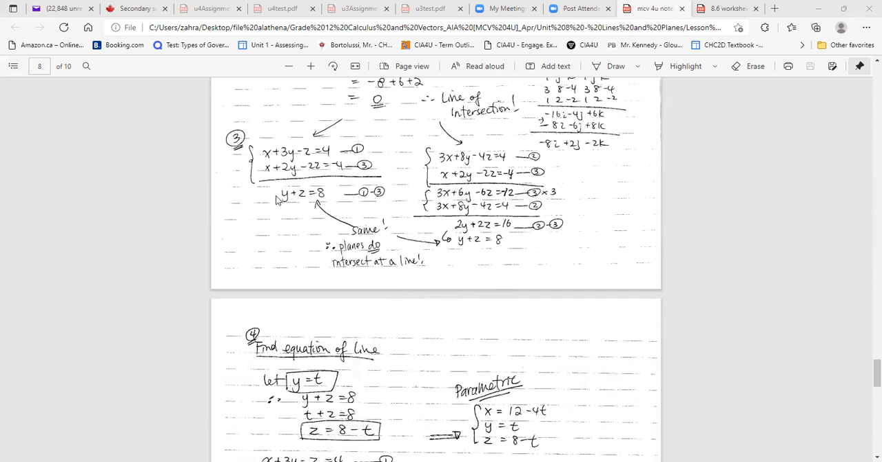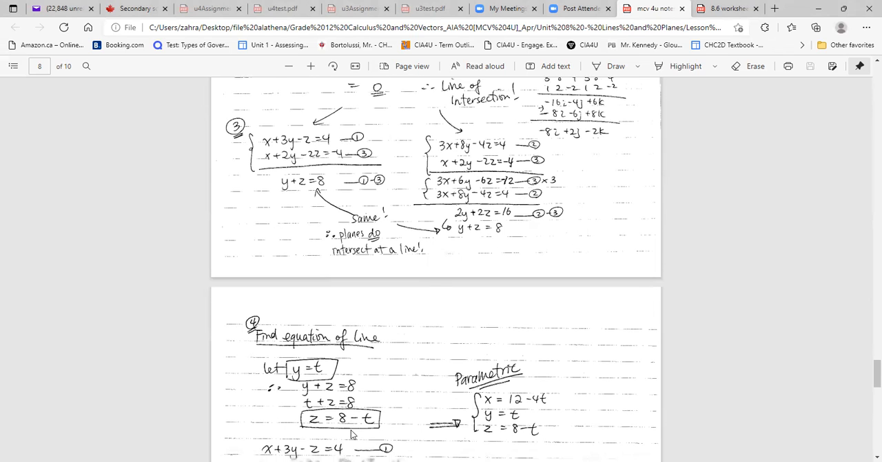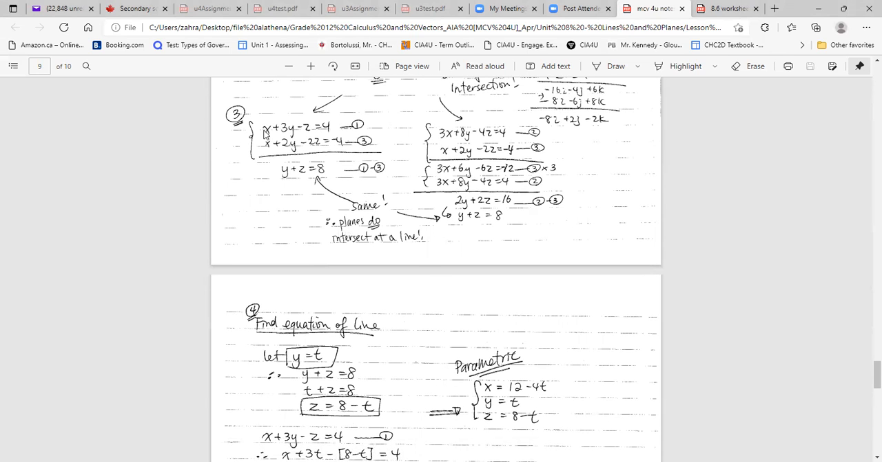So instead of the y, you put t, right? And you find y plus z equals 8. Instead of the y, you put t. You solve for z. z is that. And you can use one of these equations. Any of that is acceptable. Let's just do x plus 3y.